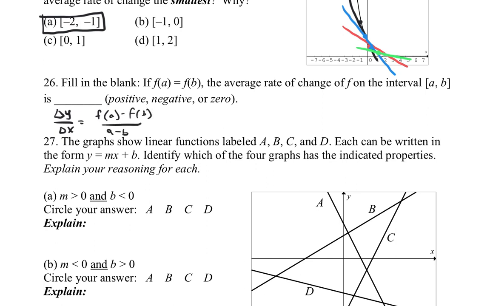And if these are the same, that means we can substitute one in for the other, over A minus B. And we can get that the top part, they're subtracting each other, so that means they're equal to 0. So that just means the whole thing is equal to 0. And that means the average rate of change is 0 because the y values are the same.